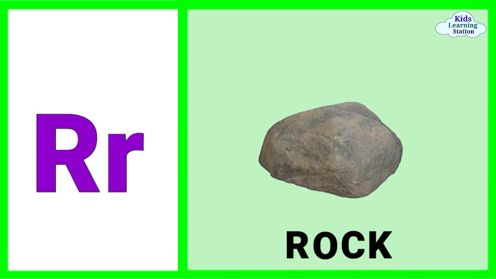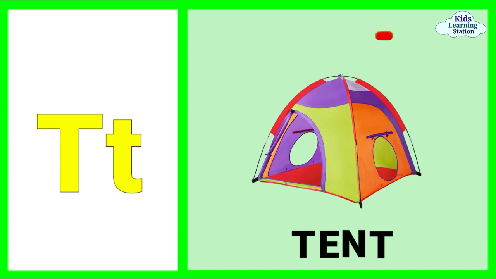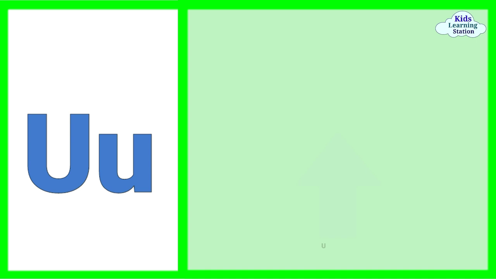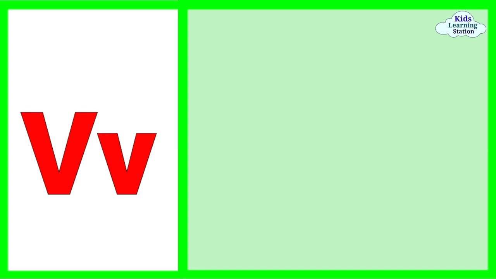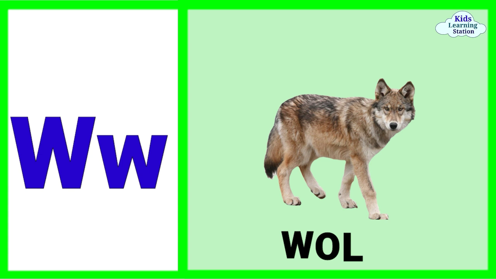S is for sun. S-U-N. Sun. T is for tent. T-E-N-T. Tent. U is for up. U-P. Up. V is for violin. V-I-O-L-I-N. Violin. W is for wolf. W-O-L-F. Wolf. X is for x-ray.